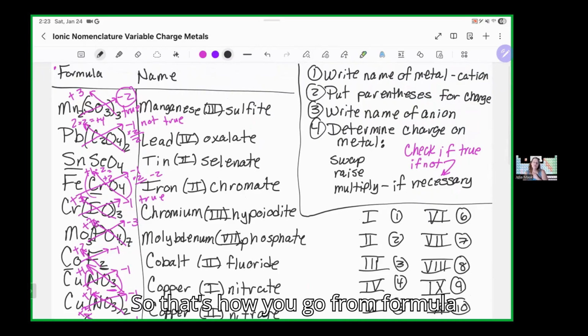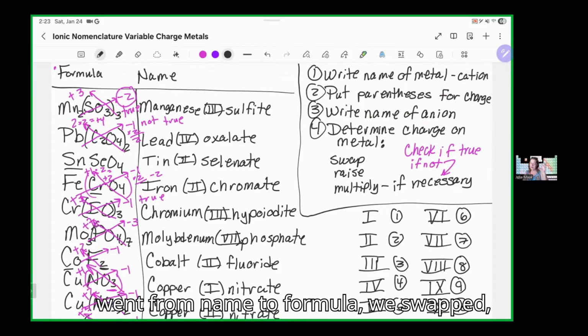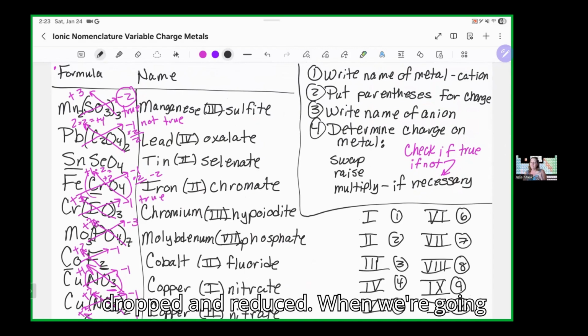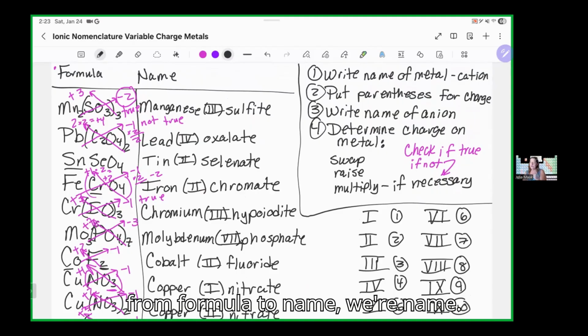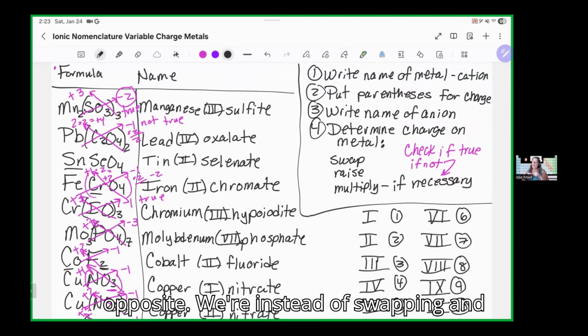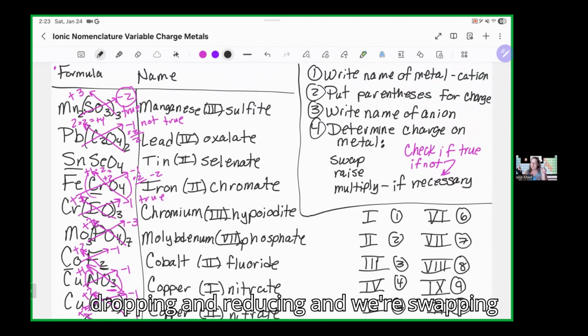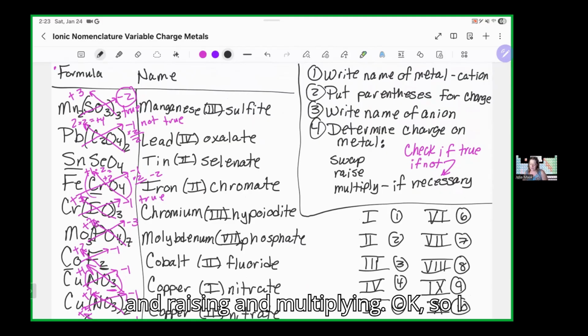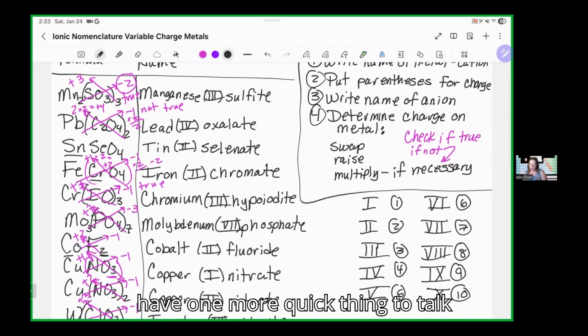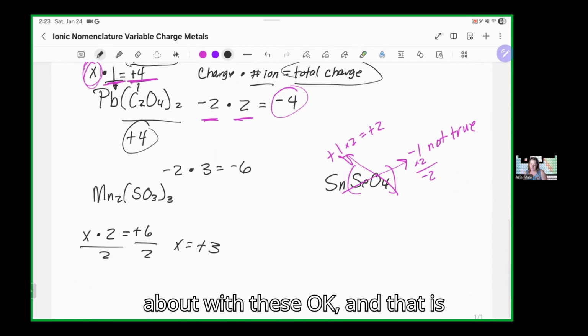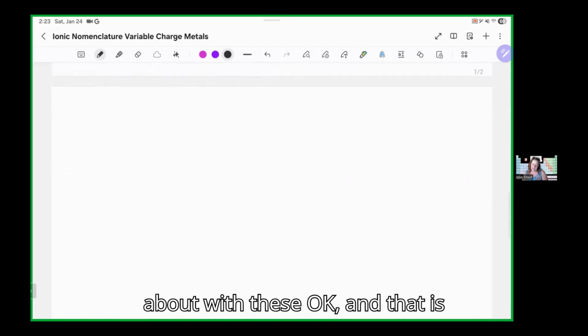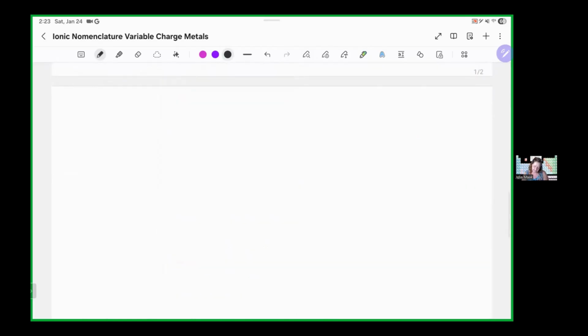So that's how you go from formula to name, okay? When we went from name to formula, we swapped, dropped, and reduced. When we're going from formula to name, we're doing the opposite. Instead of swapping, dropping, and reducing, we're swapping, raising, and multiplying. Okay, so I have one more quick thing to talk about with these, and that is the Latin names.